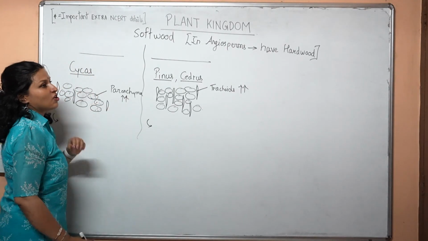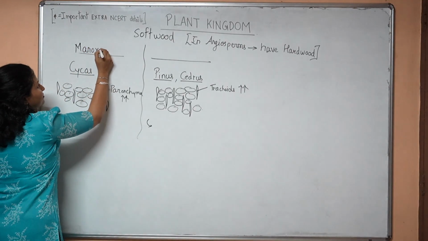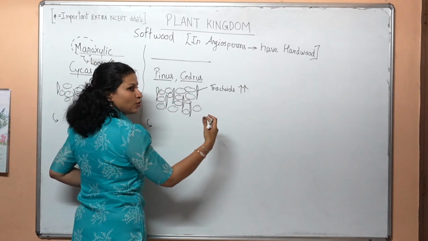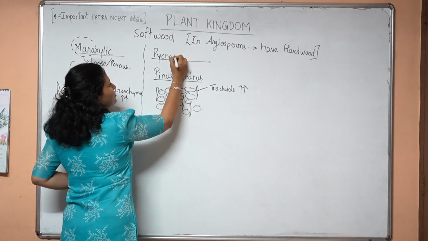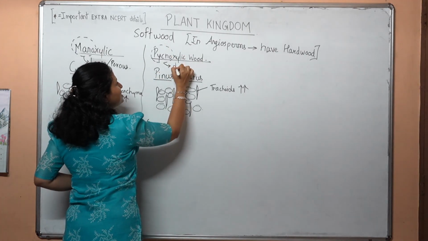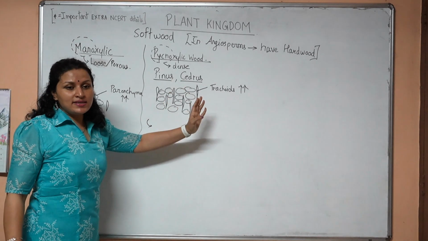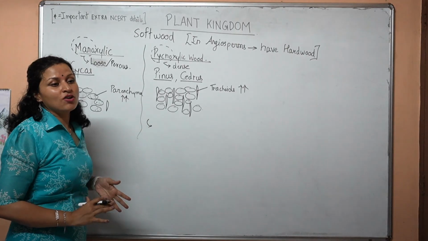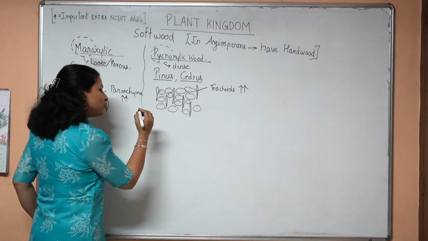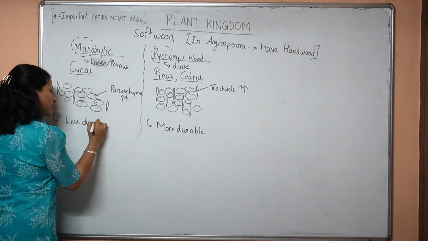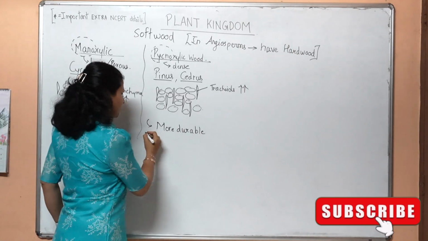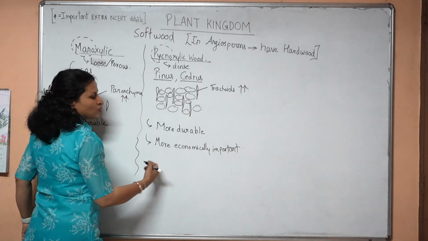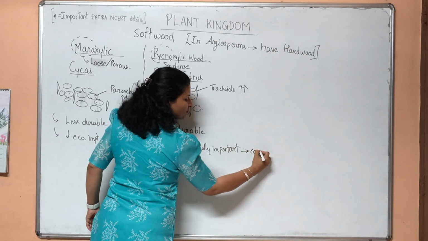This type of wood is called Manoxylic wood. Mano means loose or porous. And this type of wood, which is more durable, is known as Pycnoxylic wood. Pycno means dense. Can you reason out why it's more dense? Because of the presence of the tracheids. Tracheids are dead cells of the xylem that make the wood more durable. This will be less durable. Economically more important will be this wood. This is more economically important. It's used for construction purposes, etc.